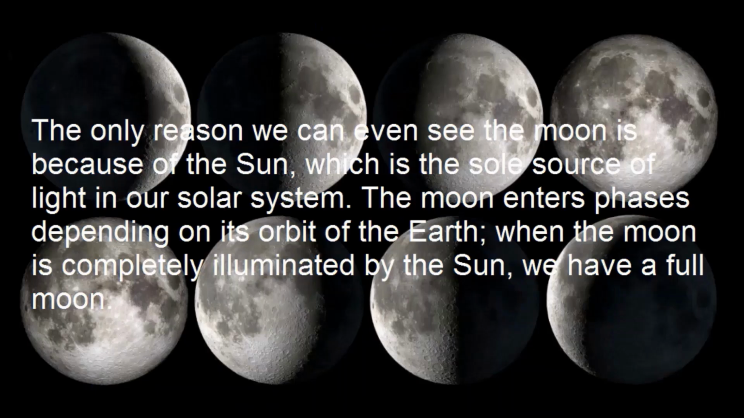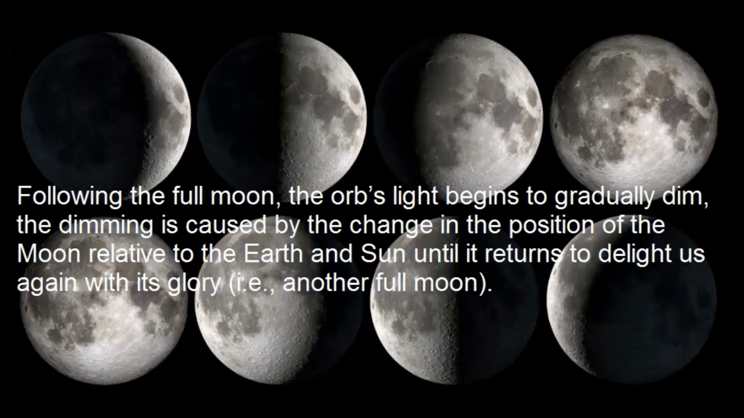The only reason we can see the moon is because of the sun, which is the sole source of light in our solar system. The moon enters phases depending on its orbit of the Earth. When the moon is completely illuminated by the sun, we have a full moon. Following the full moon, the orb's light begins to gradually dim. The dimming is caused by the change in position of the moon relative to the Earth and the sun until it returns to delight us again with its glory. Basically, another full moon.